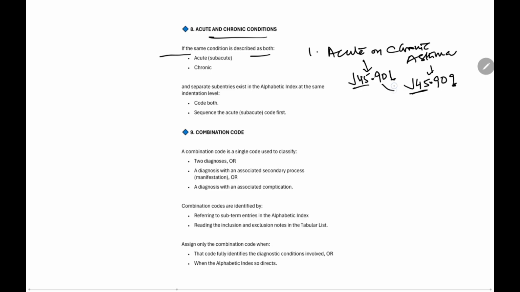So you will code both. When he is saying the patient is admitted with acute on chronic asthma, acute on chronic hypertension, or acute on chronic kidney disease, you will always mention both, but you will code the acute first and then the chronic. So that's the sequence. Okay, I hope you understood this.